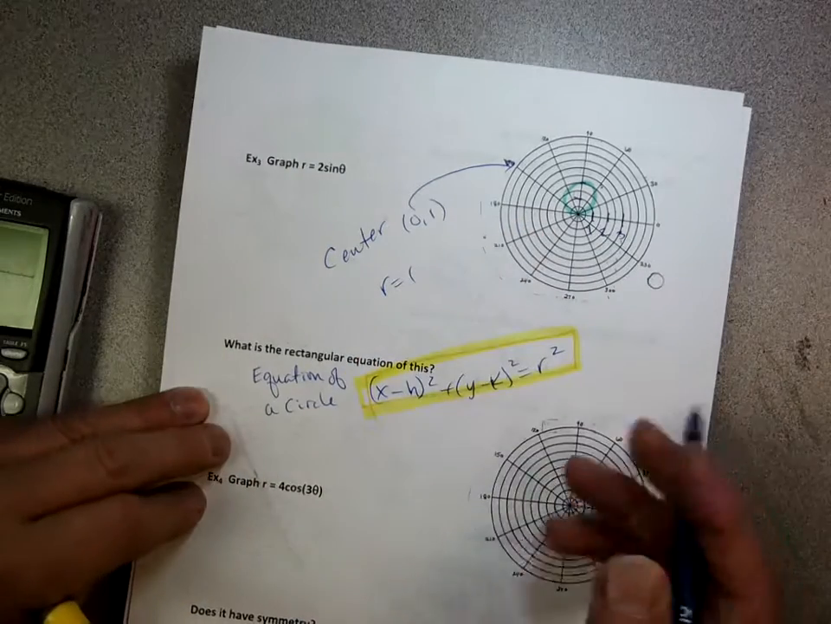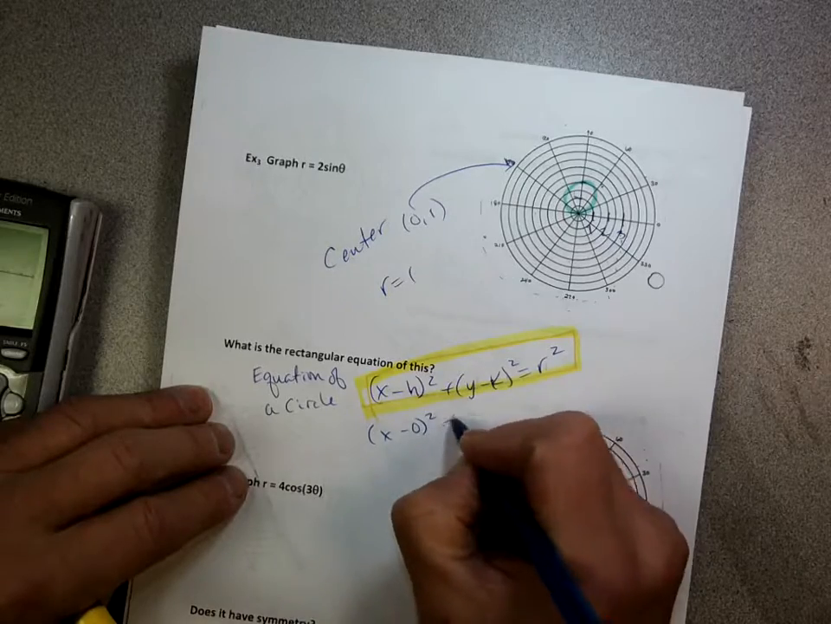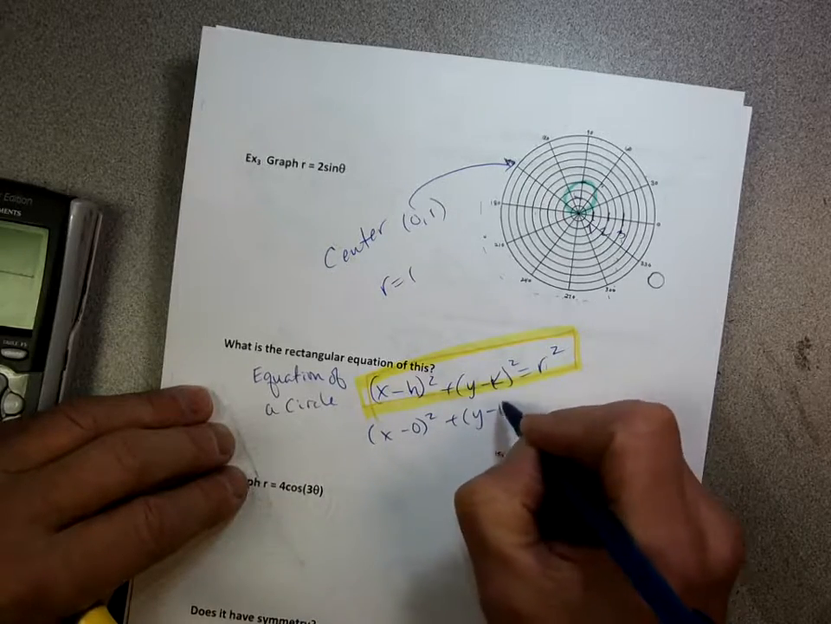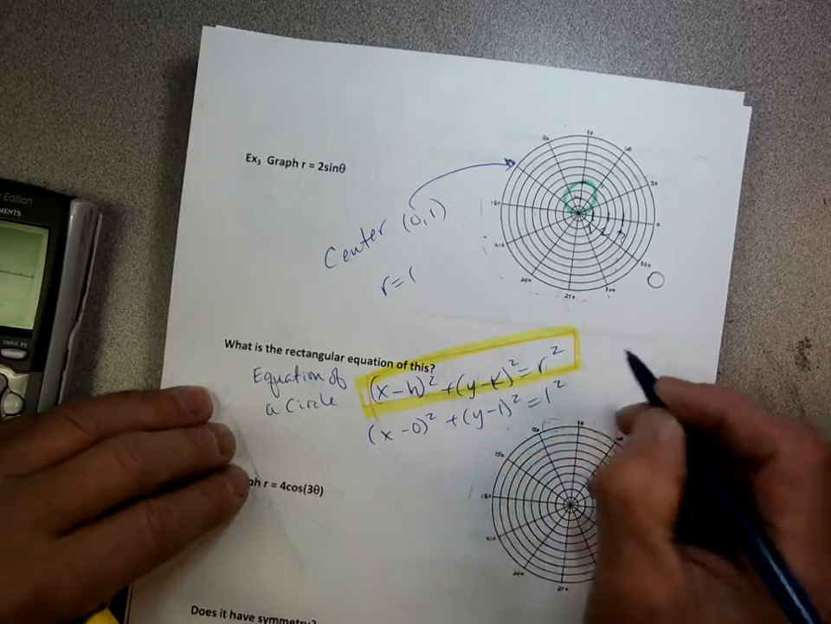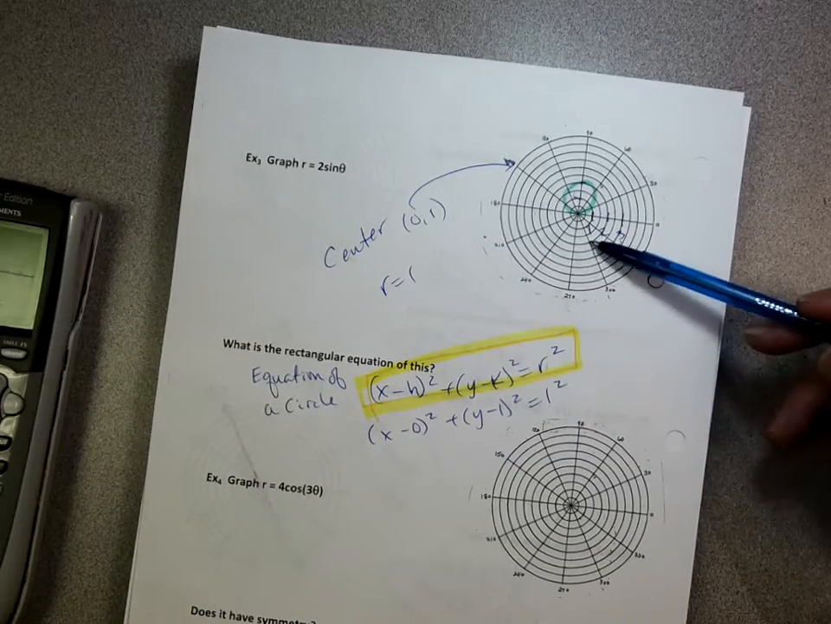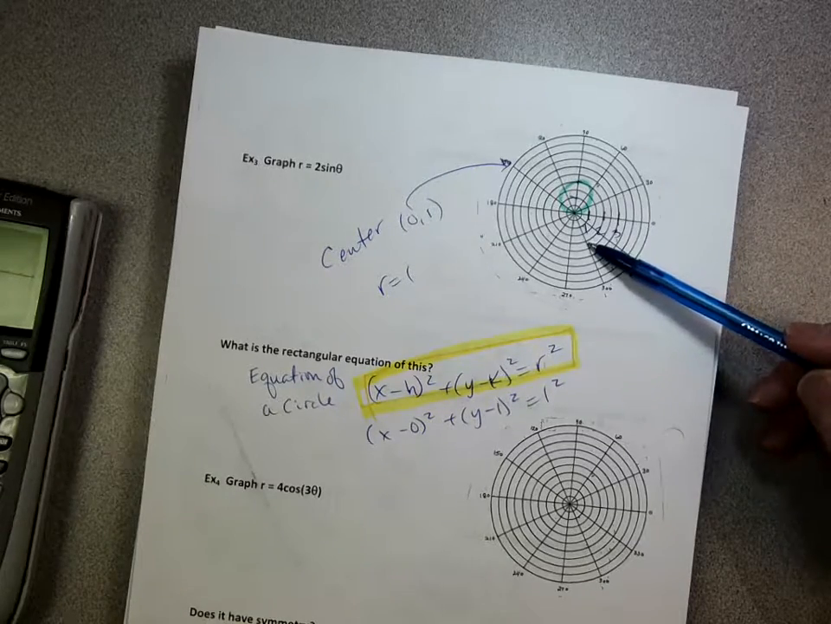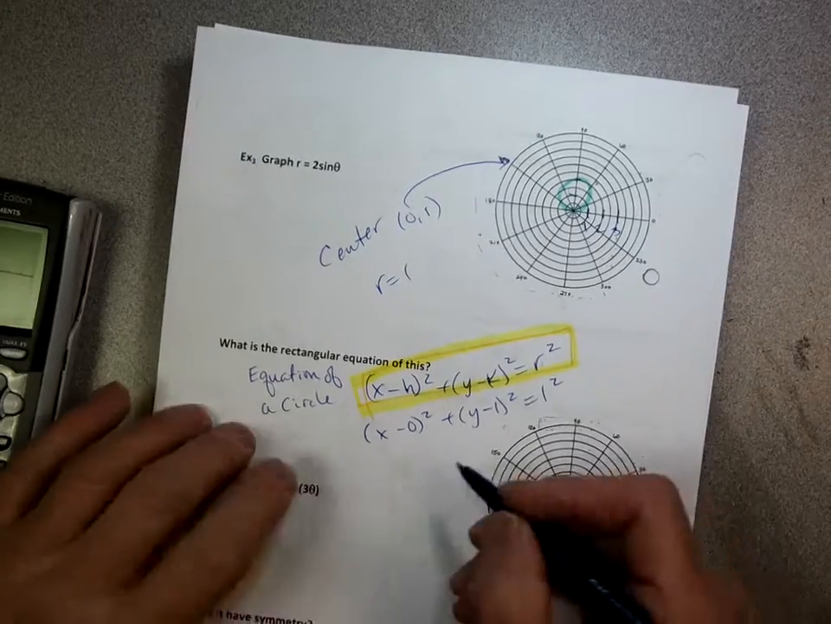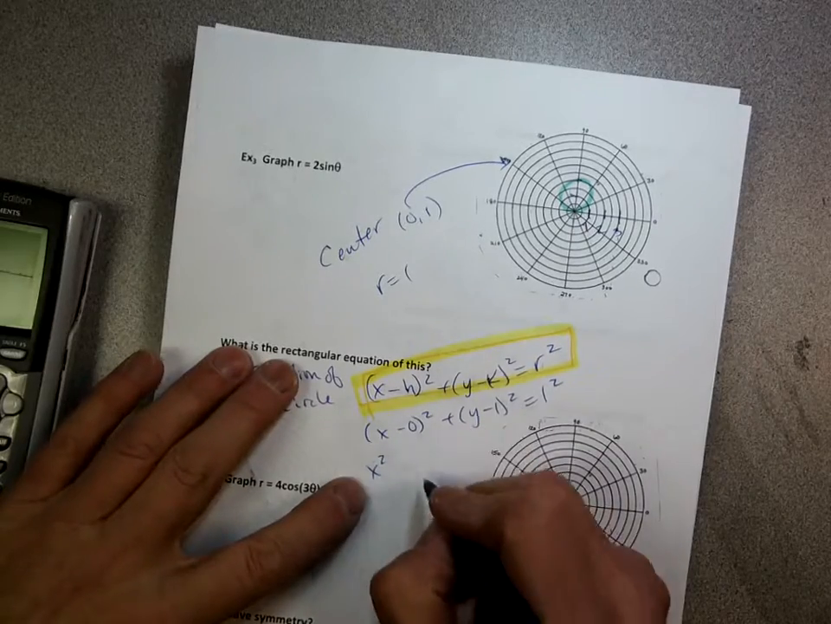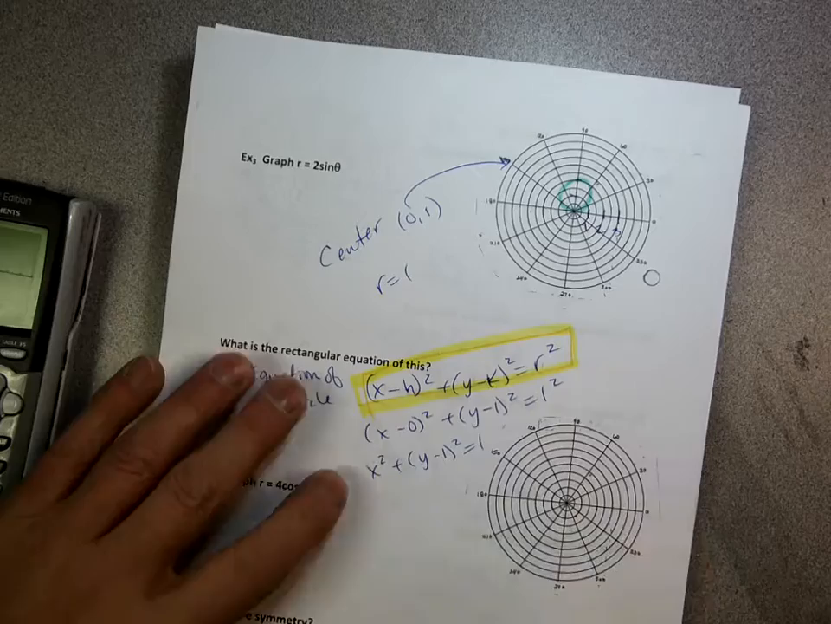So the equation I'm going to write is (x minus 0) squared plus (y minus 1) squared equals 1 squared. And of course, I'll fix that, but that technically is, without simplifying, the equation of that circle in rectangular form. Okay, that means xy, okay? So obviously if I simplify this, it's just going to be x squared plus (y minus 1) squared equals 1, okay?